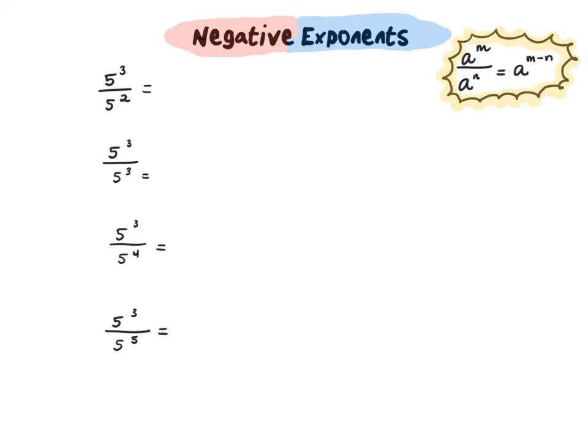Hello. In this video we're going to talk about negative exponents. The first thing we're going to do is discover the rule, like what happens when you have a negative exponent. First, I'm going to look at these four different expressions to simplify. All of them are 5 to a power over 5 to a power. I can reduce these because it's a quotient with the same base.